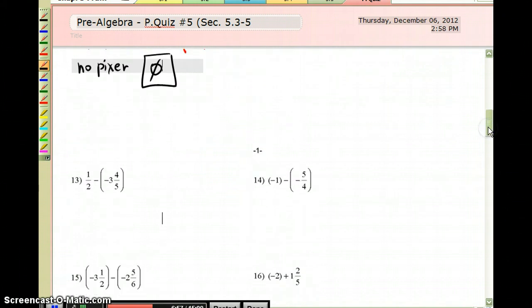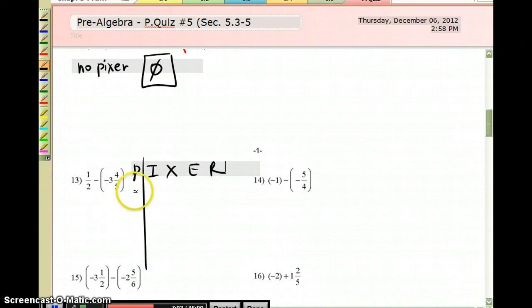Okay, skipping down to number 13, I'll use P.I.X.E.R. for this question. P stands for the problem. I'm going to rewrite the problem. 1/2. Now a negative and negative, if I remember from when I did it without using fractions, these two both become a positive. So really I'm kind of adding 1/2 with 3 4/5.